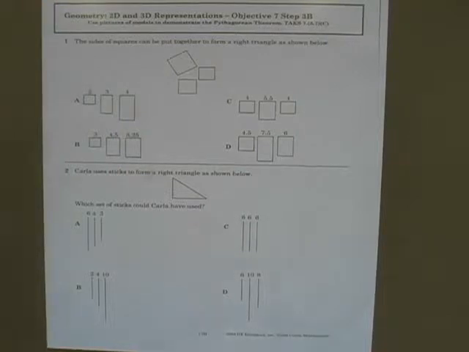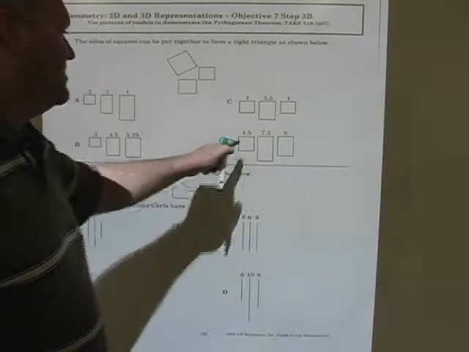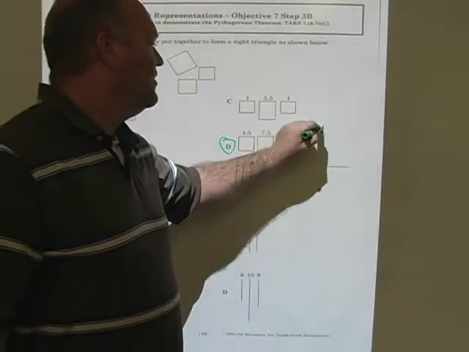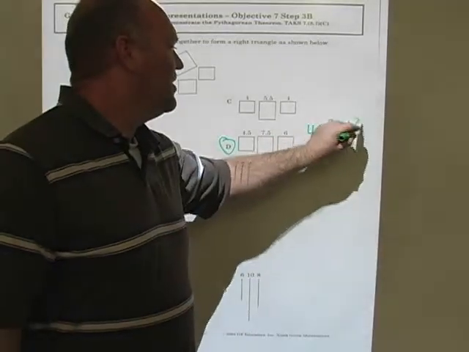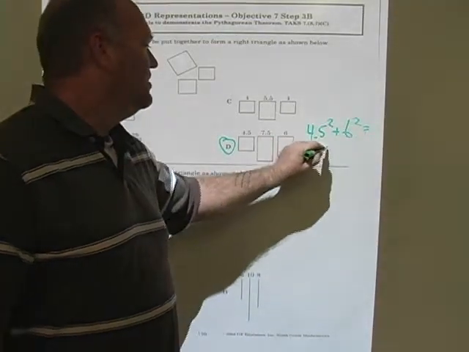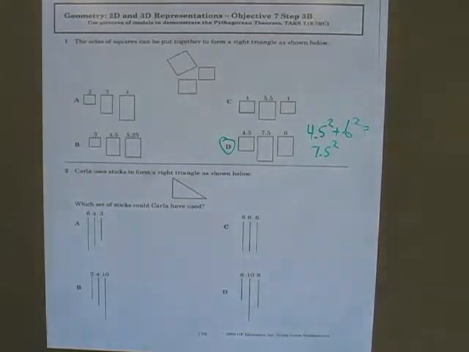And the answer is D, because 4.5 squared plus 6 squared equals 7.5 squared. Work it out on the calculator and you'll see that that is true. Number 2, the answer, it's the same type of problem. They're just asking it a little bit different.